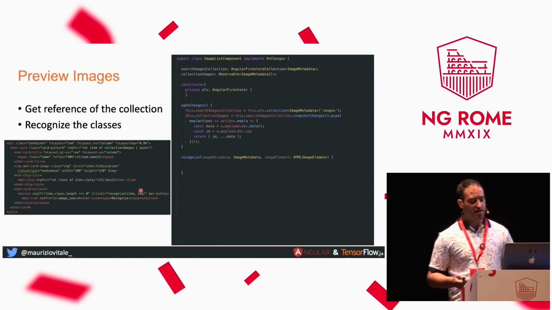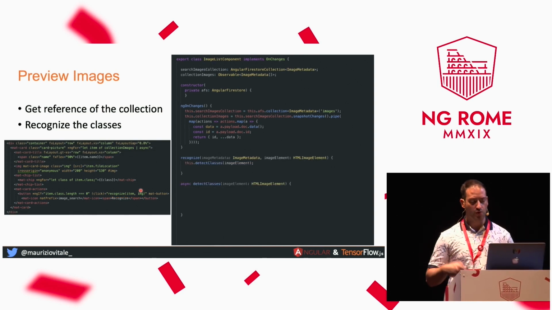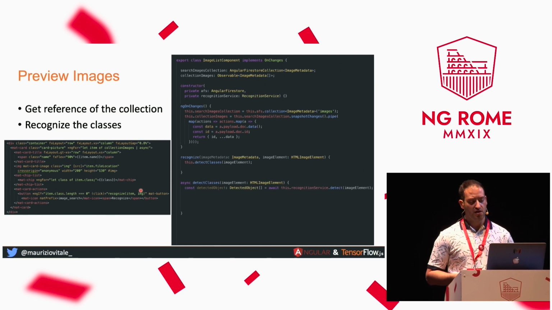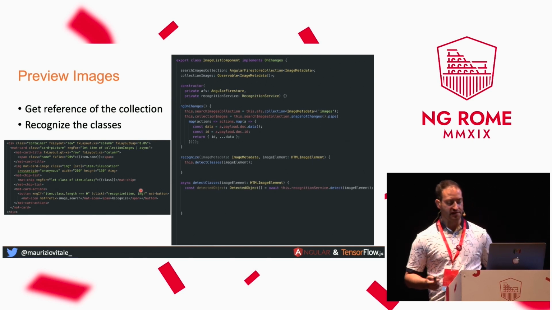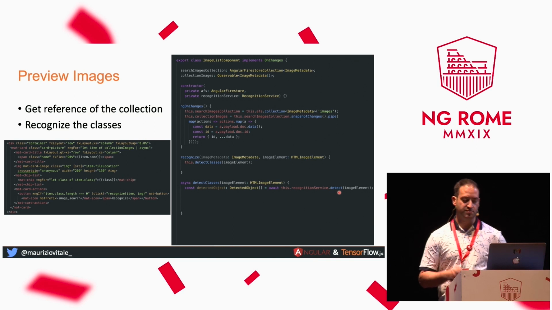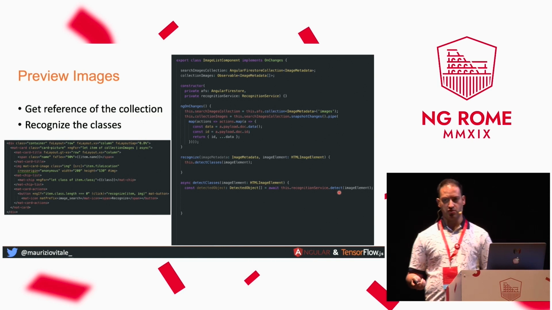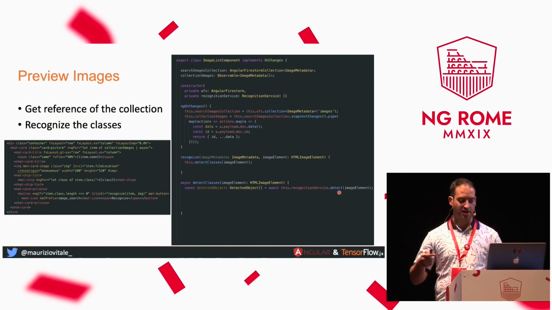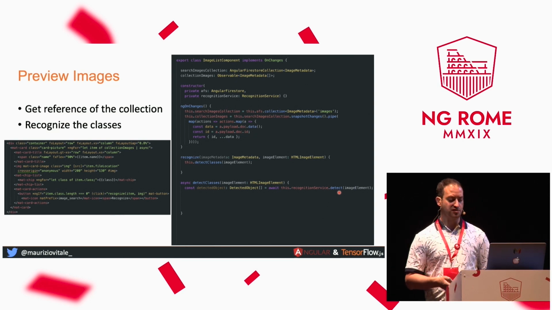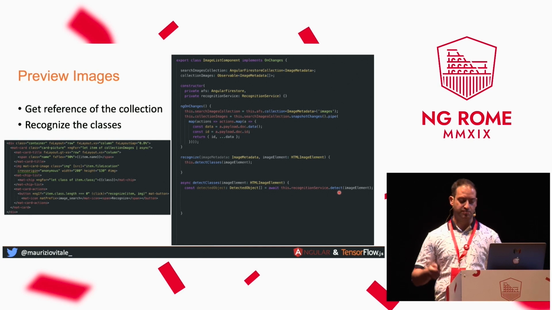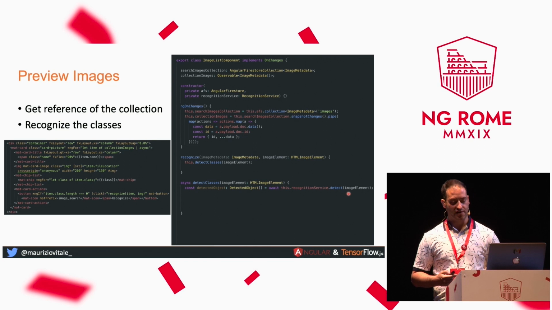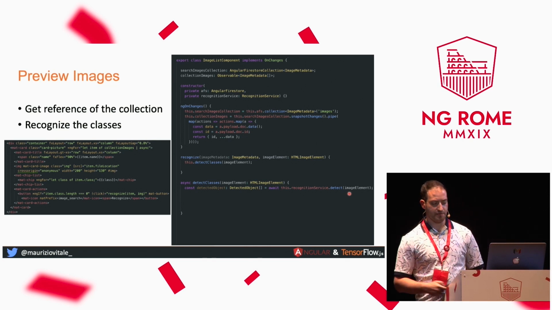On the component side, this recognize function will call another method that will use the detect method exposed by the recognition service. I'm going to show you the implementation of the service in the next slide, but for now, you just need to know that we have a service that is exposing this detect method that will accept a reference of the image, and return all the metadata.